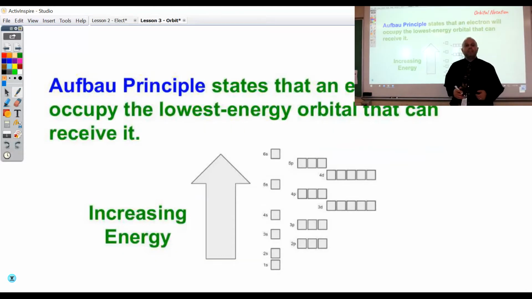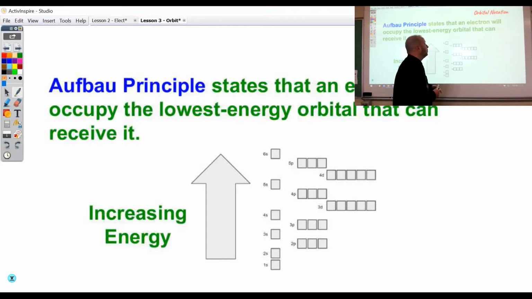There are 3 basic rules that we must know in order to appropriately place electrons in an orbital notation diagram. The first of these is called the Aufbau principle. It says that the Aufbau principle states that an electron will occupy the lowest energy orbital that will receive it.